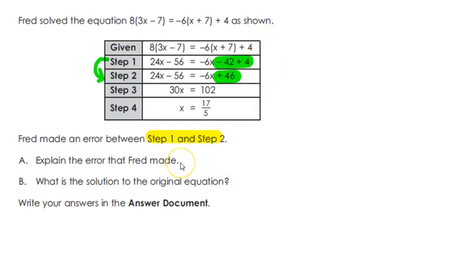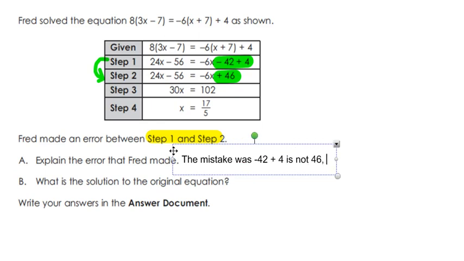Now, if you've actually figured out exactly how he got positive 46, kudos to you, because you can be even more specific in your answer. But even if you can't figure out how exactly they got positive 46, you could still have a very good answer that would get you points, saying the mistake was -42 plus 4 is not 46. It should have been, what was it, -38?